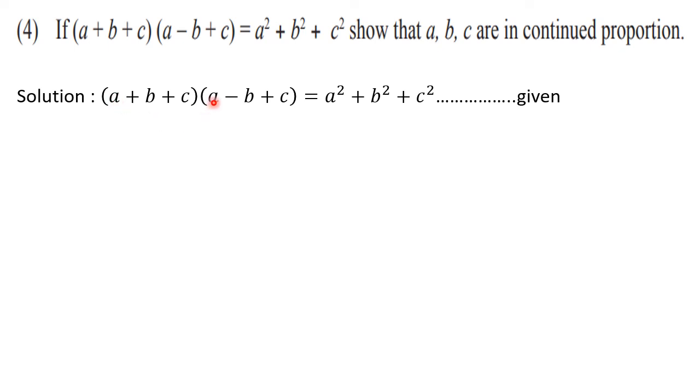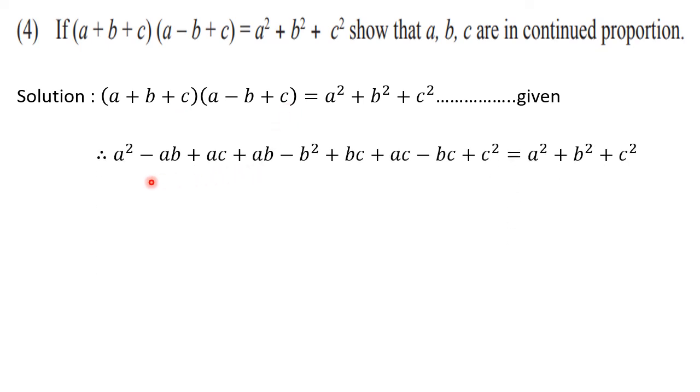A into A is A square. Then A into minus B is minus AB. Then A into C is AC. Then B into A is AB. B into minus B is minus B square. And B into C is plus BC. Similarly, C into A is AC. C into minus B is minus BC. And C into C is C square. Okay, so check now whether you have written it correctly.